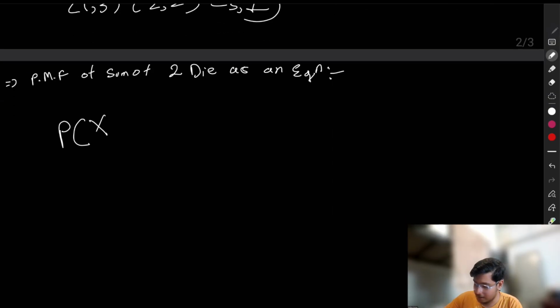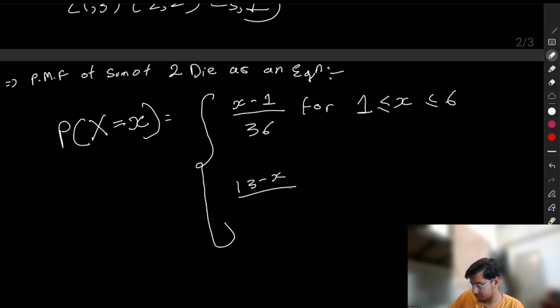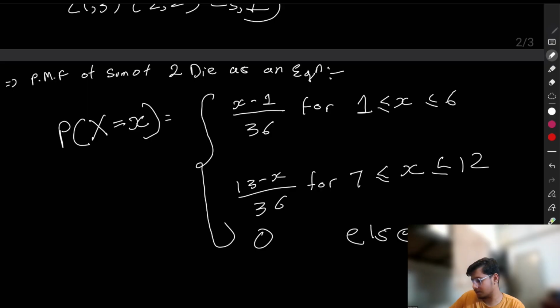Probability that capital X is equal to small x. This is the way we denote PMFs. It is equal to (x minus 1) upon 36 for 1 ≤ x ≤ 6, and (13 minus x) upon 36 for 7 ≤ x ≤ 12, and 0 else, right?